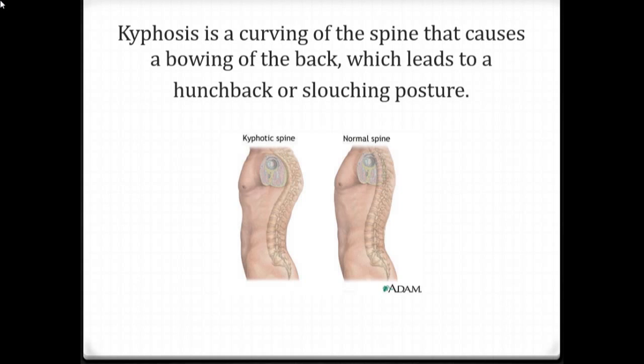Kyphosis, that's going to be a curving of the spine that causes a bowing of the back. It's going to lead to more of the hunchback or slouching posture. The thoracic curve is abnormally rounded, and you can see that in the picture right there.